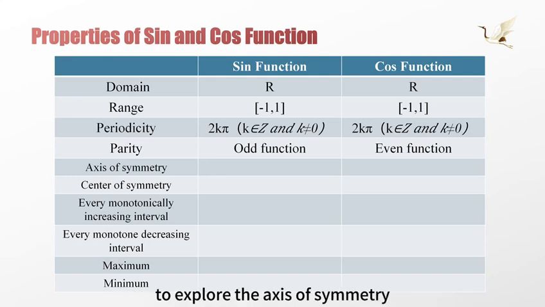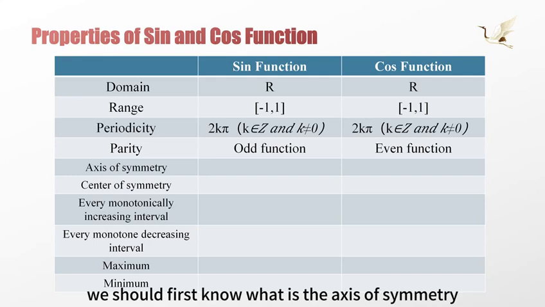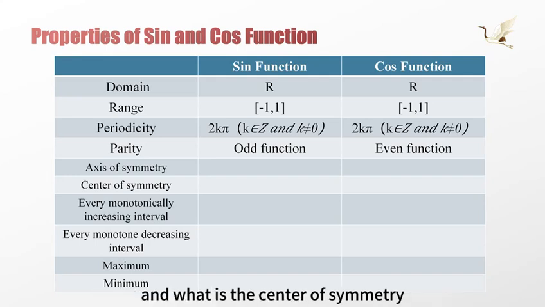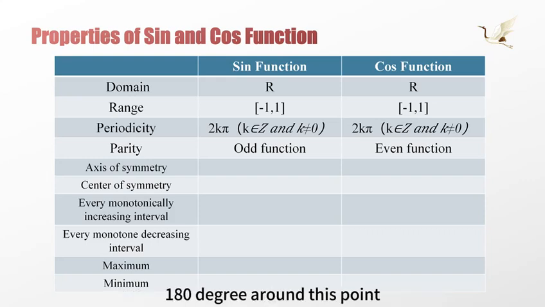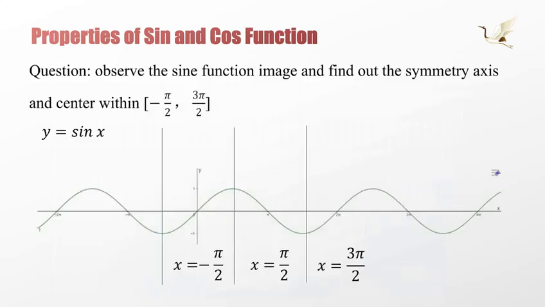To explore the axes of symmetry and the centers of symmetry, we should first know what an axis of symmetry is and what a center of symmetry is. The axis of symmetry is the perpendicular bisector of the line connecting the symmetric points. The center of symmetry is a point such that when the image rotates 180 degrees around it, it coincides with the original image.